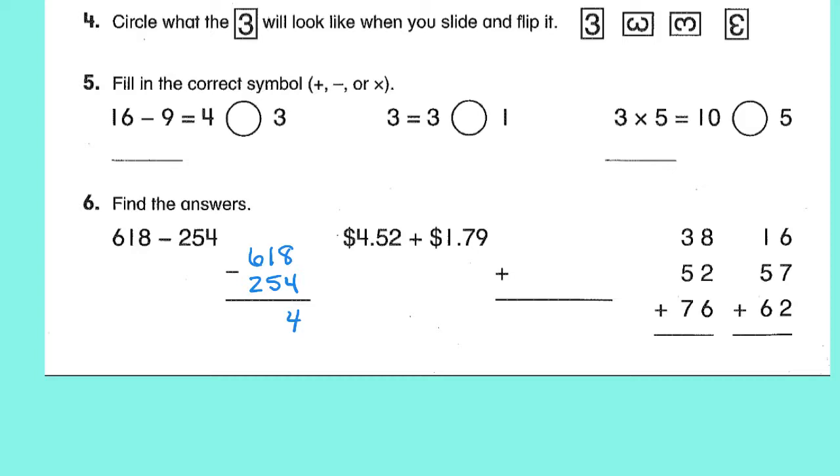We can't take away 5 from 1, so we need to borrow from the 6. So 11 minus 5 equals 6. 5 minus 2 equals 3.